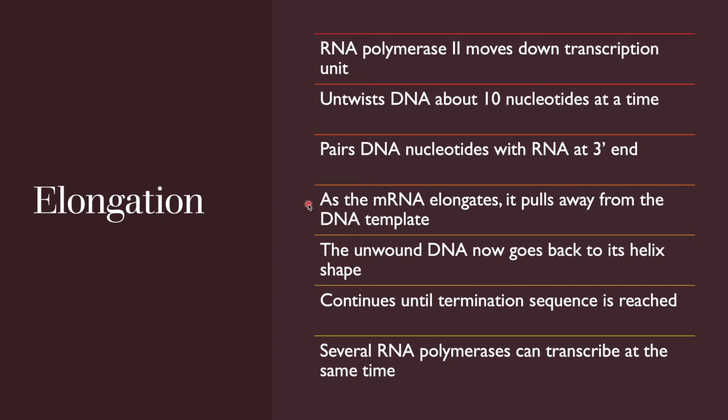As mRNA elongates, it pulls away from the DNA template, hanging from the RNA polymerase, and the unwound DNA goes back to its helix shape. RNA polymerase II continues moving down the DNA template, adding RNA nucleotides to the growing mRNA strand until it reaches the termination sequence. Several RNA polymerase II molecules can transcribe the same gene at the same time, allowing for the production of large numbers of that specific protein.